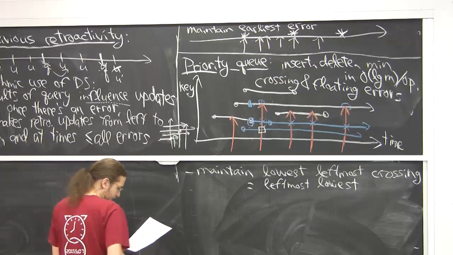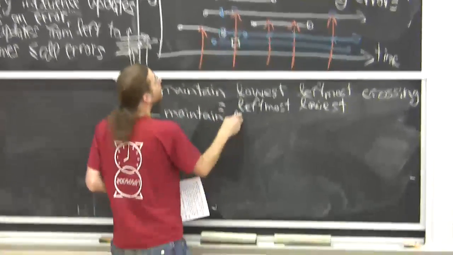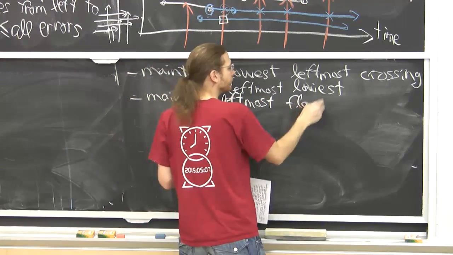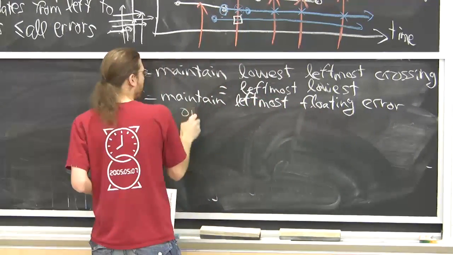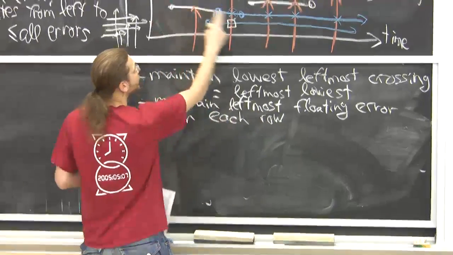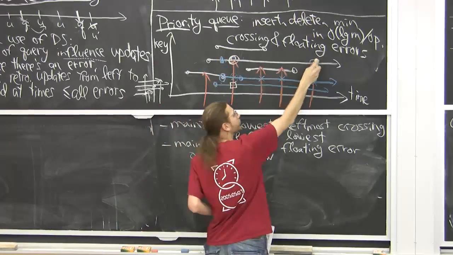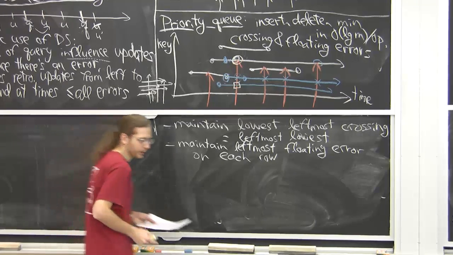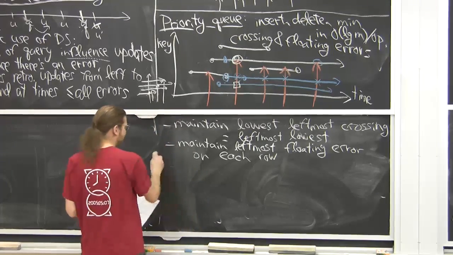So we're going to maintain that. And we're also going to maintain the leftmost floating error on each row separately. So in each horizontal line, like here, we'll maintain that there's a floating error here for this row, but we won't figure out that one till later. That just saves the work we have to do. Okay, now let me show you an operation.